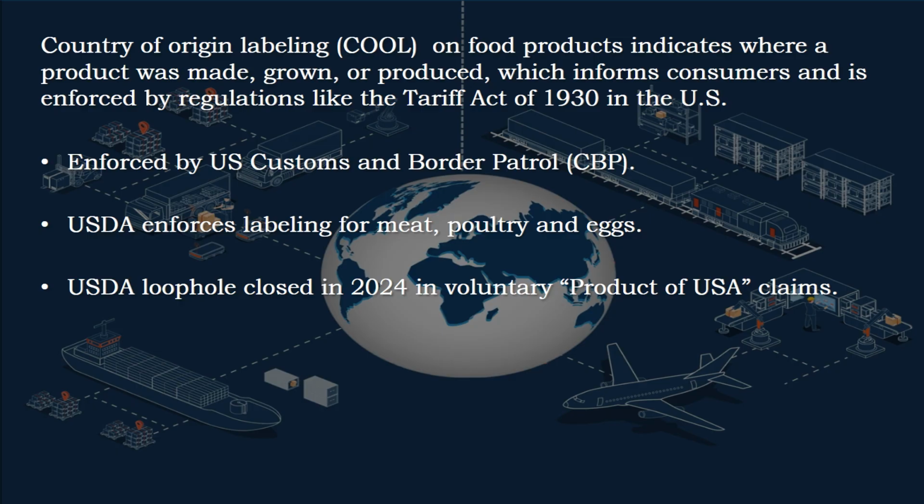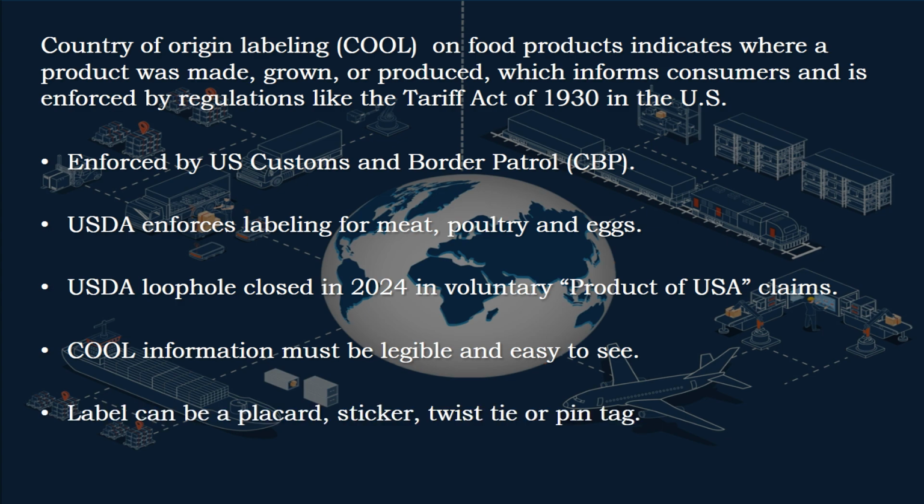to use the label. COOL information must be legible and easy to see, placed in a conspicuous location where consumers are likely to read it. It can be presented in various formats, including a placard, a sticker, a twist tie, or a pin tag. For food products made from mixed ingredients, like a shrimp quiche made with imported shrimp, the product of the USA label for the final dish is generally acceptable, while simply saying imported by or distributed by is not sufficient for compliance with COOL requirements.